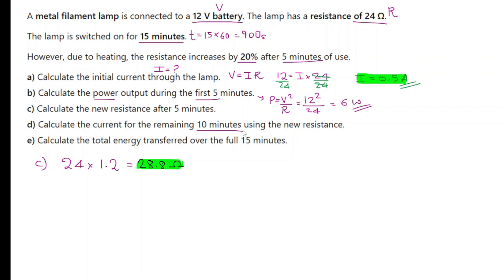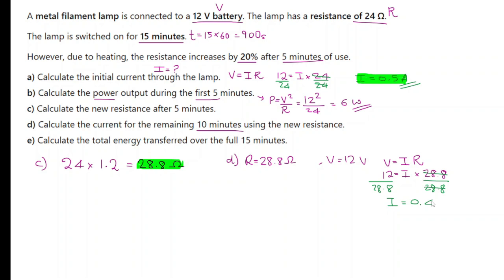Calculate the current for the remaining 10 minutes using the new resistance. Now, the new resistance is 28.8 ohms. However, the value of V is still 12. That does not change. So obviously, what we need to do is write V is equal to IR. The current is 0.416 recurring. So maybe we can round it approximately to 0.42 amps. This is the new current.